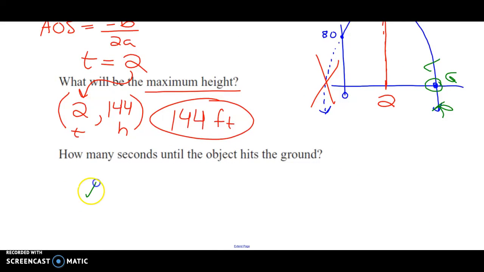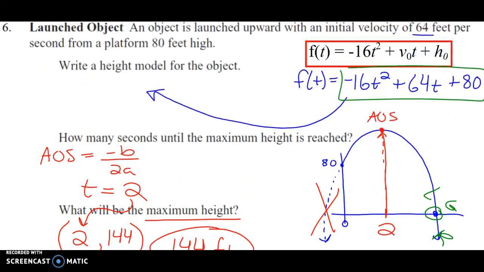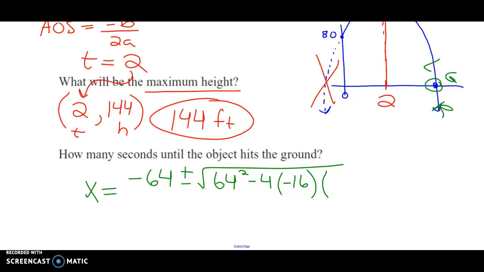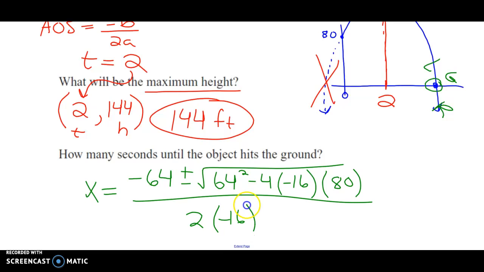Okay, so let's go x equals negative 64 plus or minus the square root of, what is b? b squared minus 4 times a, which is negative 16 for gravity. And what was c? What was the height of the platform? 80. All over 2 times negative 16. Okay, go ahead and practice simplifying the quadratic formula, find the discriminant, take the square root of it, do plus or minus, and come up. Does this come out pretty?